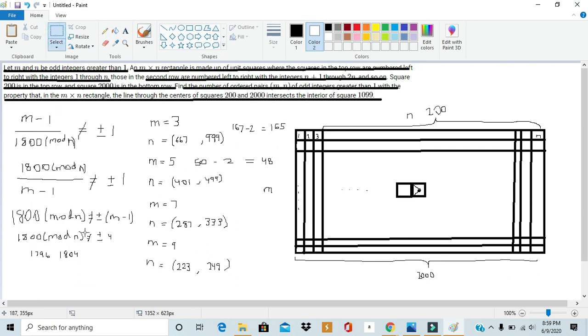Next, we do the same thing with 7. If we plug in 7 into this equation, we get that 1800 mod n cannot be equivalent to plus or minus 7 minus 1, which is 6. So if we once again subtract 6 and add 6, we see that n cannot be a factor of 1806 or 1794. Once again, if we do the math, we see that in this range from 287 to 333, there lie 2 factors that would force this to be true. And these numbers are 299 and 301.